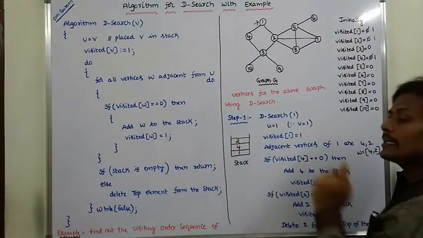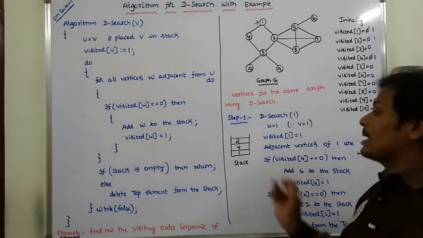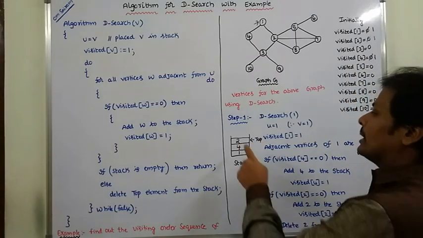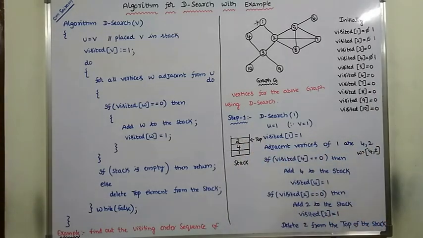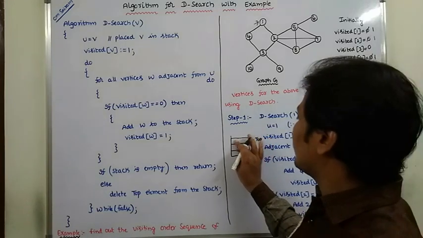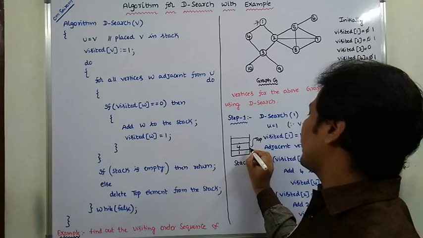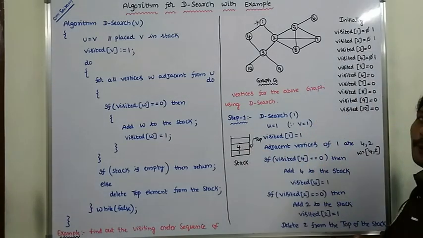What is the top element in the stack? The top element is 2. Now delete 2 from the stack. So delete 2 from the top of the stack. After deleting 2 from the top of the stack, the top of the stack now points to only 4.